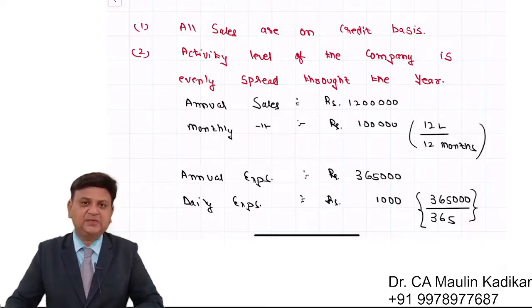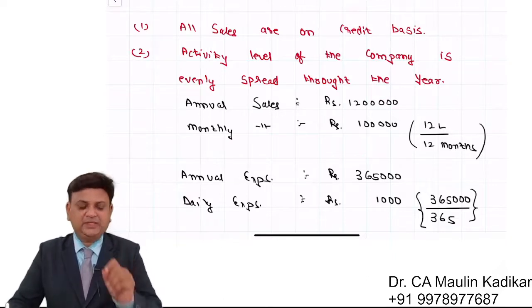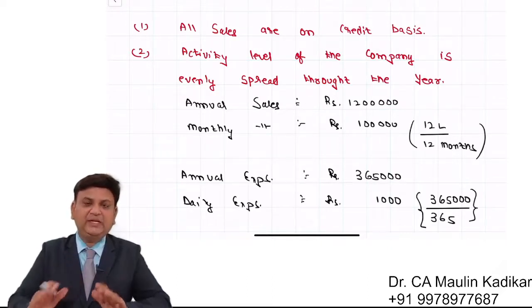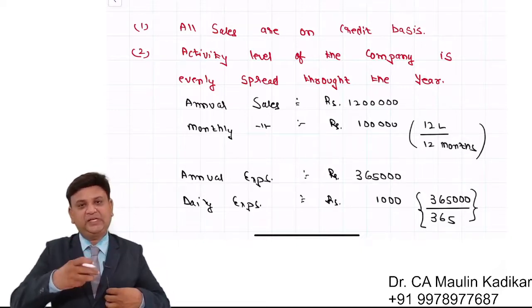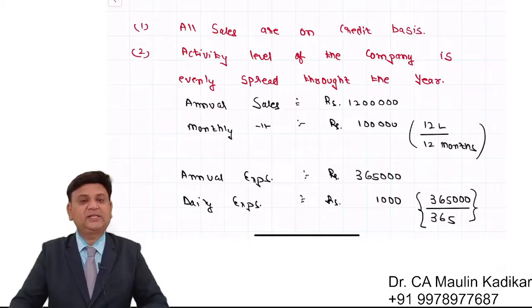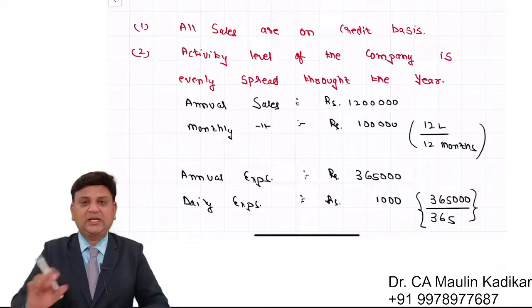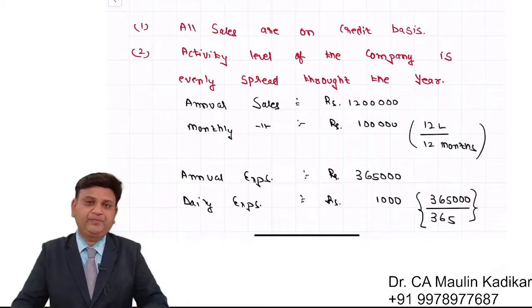Basically, friends, this assumption is made with the argument that they want to eliminate any seasonal business. Because in case of seasonal business, what will happen? During the peak time period of the season, sales would be high. In the remaining time period, the sales will be low. And because of this, the credit period is required to be adjusted according to the time period of the season. That is the reason this simple assumption is made.